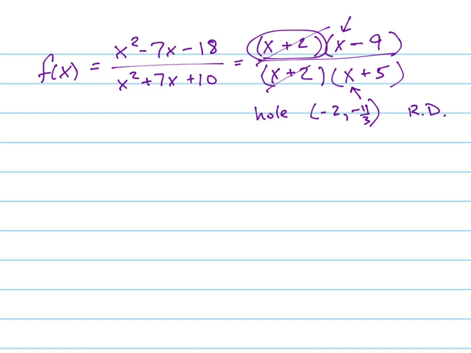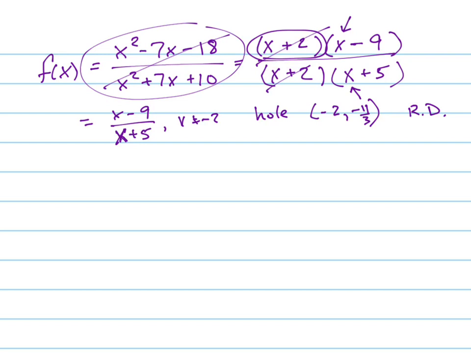Now, my new equation is really x minus 9 over x plus 5, where x does not equal -2. That's my new equation. So now I don't have to look at this one anymore. Don't even have to think about that. Just think of this one right here. Now, what is the vertical asymptote on that? Vertical asymptote is where the denominator equals 0. So your vertical asymptote, it's -5.